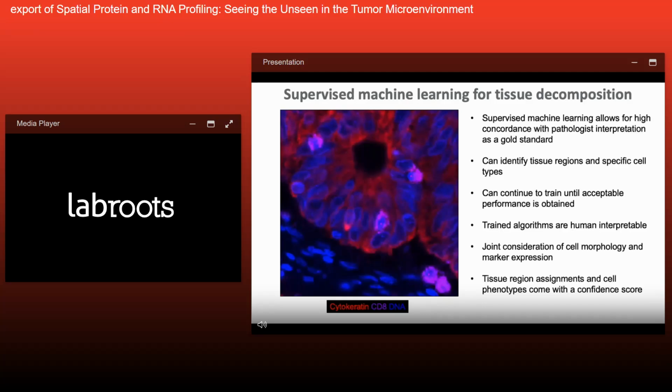And being able to do this sort of analysis appropriately often requires supervised machine learning. And this allows you to look at many different features of these cells, including not just the expression of one single marker to define them as T cells. And so this is really a backbone of the work that our lab does. We really like this approach because it allows for a high level of concordance with a pathologist interpretation as a gold standard. And it also allows us to do tissue segmentation to identify different regions of tissue and to identify specific cell types.